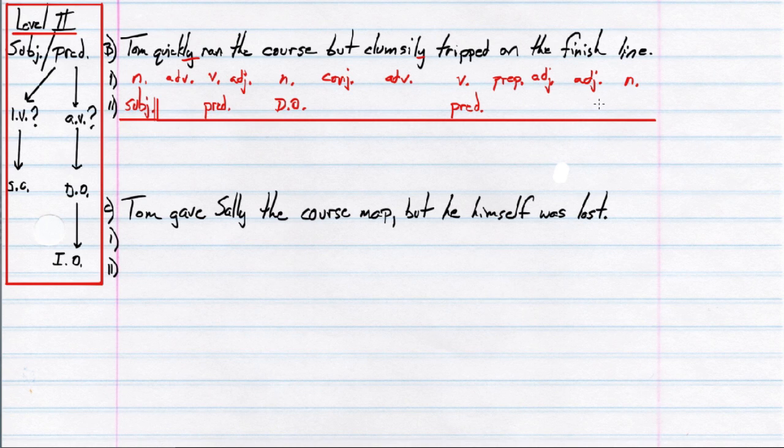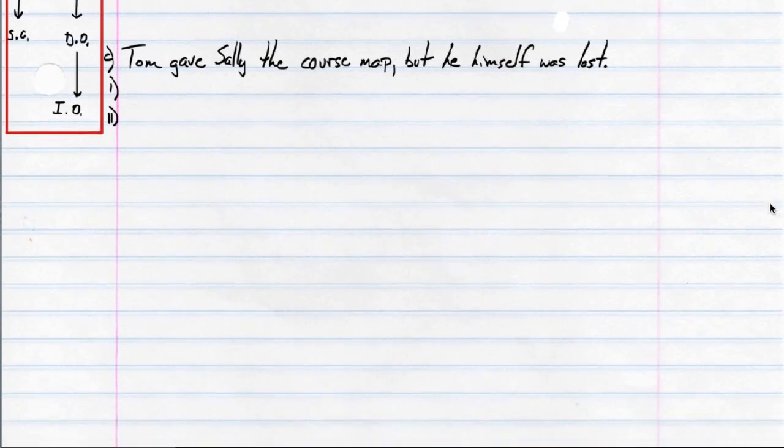There is no DO over here. There is no IO over here. And because there is no DO here, there is no IO either. E-I-E-I-O. All right, so level 2 is done. Level 1 is done. We're moving on to sentence 3 already.